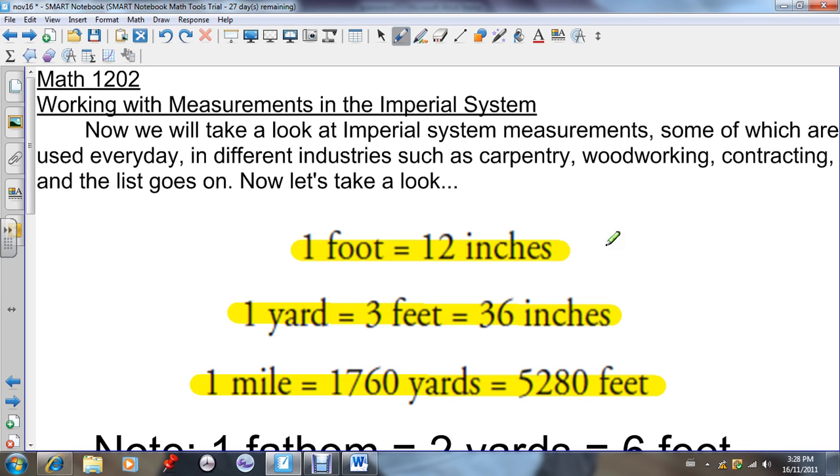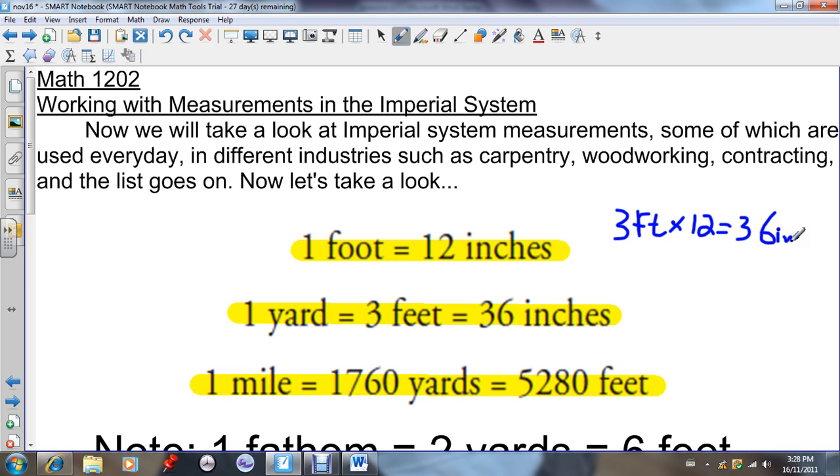Well, let's go to the top. We know 1 foot is 12 inches. That must mean 3 feet is, well, how many feet? 3. So we multiply by how many inches? 12, which gives us 36 inches.